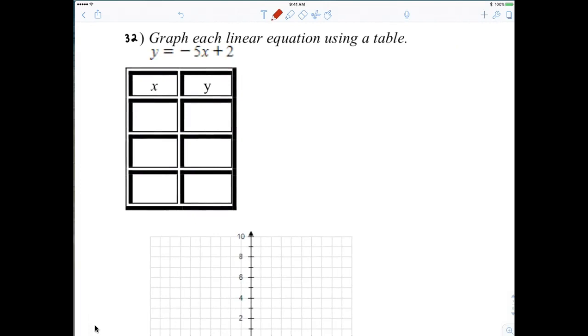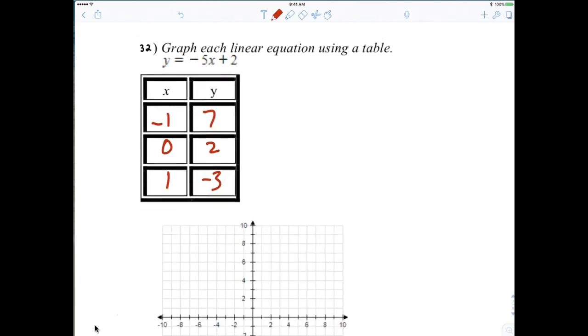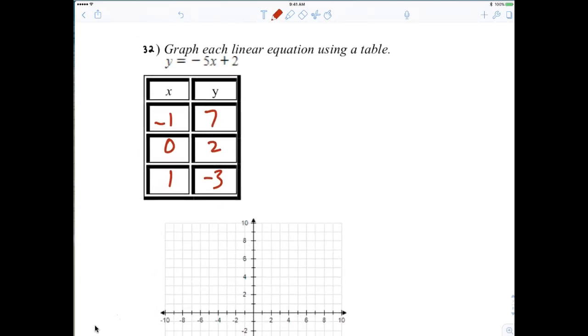Now, what numbers did I ask you to use for the table? Negative 1, 0, 1. And so my answer would be 7, 2, negative 3. And then plot those 3 points and graph the line. Wait, isn't it usually like it's minus? Very good. Subtracting 5. I like how quick you did that. Yes. I don't understand how you got the 7. Well, I plugged negative 1 in for x. What's 5 times negative 1? Or I'm sorry, negative 5 times negative 1. Positive 5 plus 2.